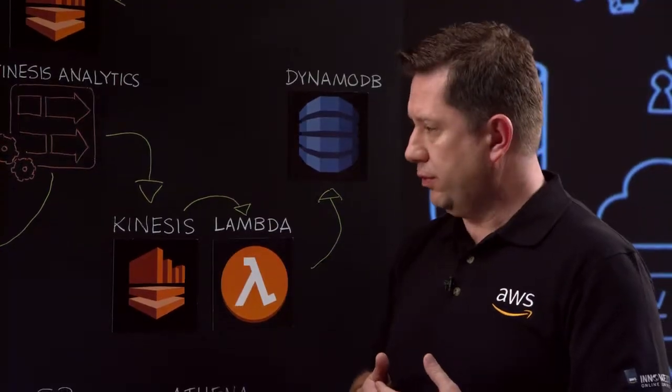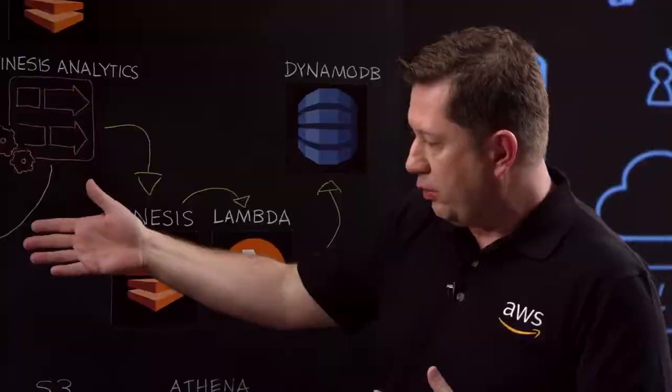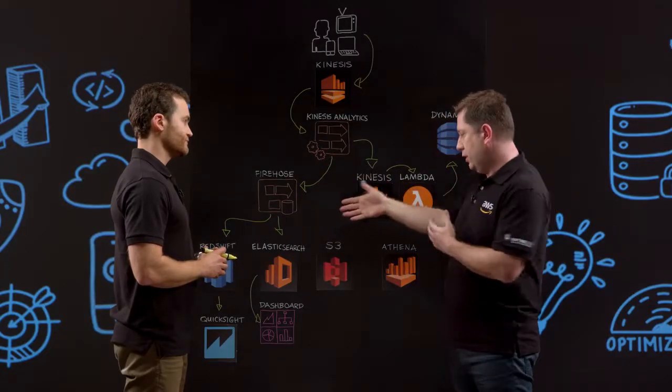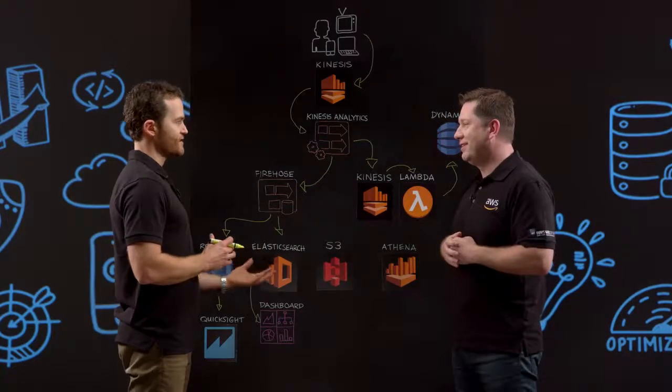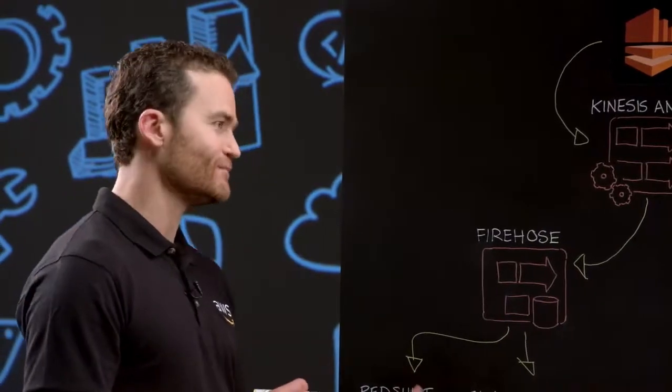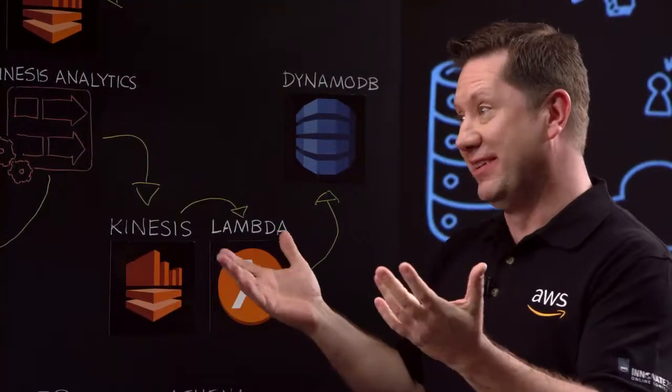Great. Awesome. All right, so what else can we do? So we have Firehose feeding Redshift and Elasticsearch. What about our trusty S3? Yeah, so I love S3. It's one of those undervalued, underrated, potentially one of those services. It's my favorite. It is.